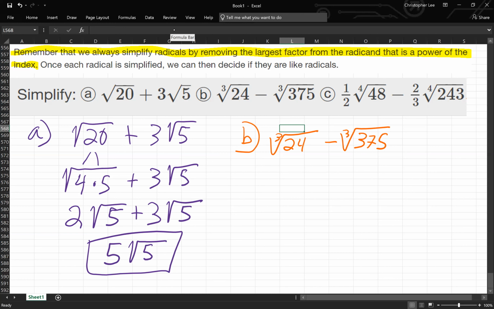Not 4, a little bit bigger than that. 8, here we go. So we have cube root of 8 times 3 minus, is there a perfect cube that goes into 375? Not 25, that's not a cube. 5 and 15, no. Oh, wait.